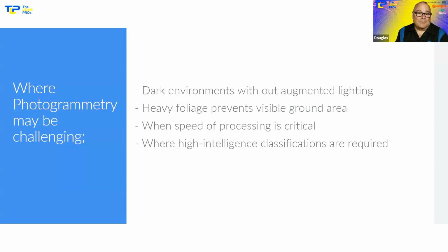Where photogrammetry kind of struggles is in dark areas where we don't have augmented lighting or where we've got heavy tree foliage that's covering the ground area. There is no fast photogrammetric processing because we have to process every pixel. So basically, for every 1 minute of flight time, you're going to count on approximately 10 minutes of processing time, depending on computer speed. If you've got lots of RAM and a high-speed video card, we can shorten that span, but it's still never going to be as fast as we deal with LiDAR data.